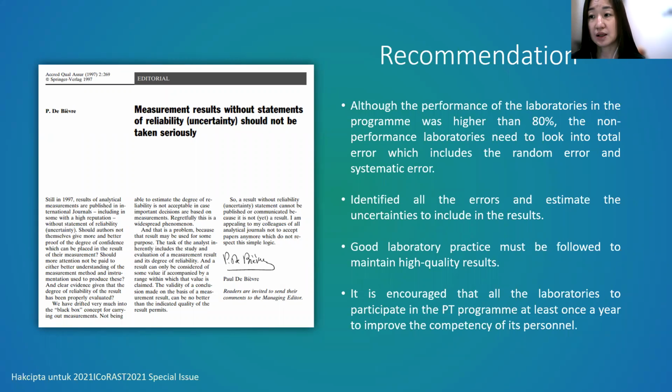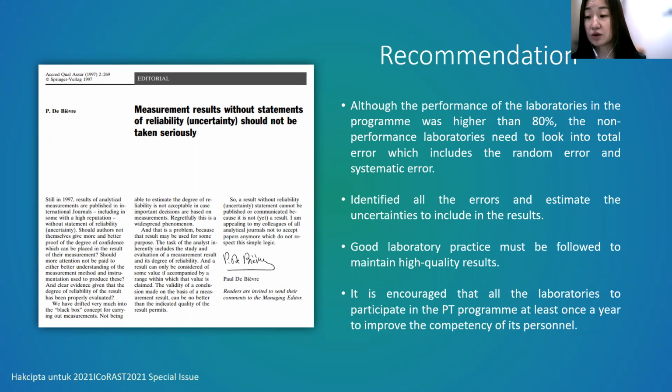Although the performance of the labs in the program was higher than 80%, the non-performing labs need to look into total error, which includes random error and systematic error. Identify all the errors and estimate the uncertainty to include in the result. Good laboratory practice must be followed to maintain high-quality results.